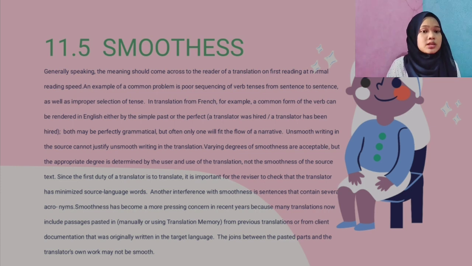Varying degrees of smoothness are acceptable, but the appropriate degree is determined by the user and use of the translation, not the smoothness of the source text. Since the first duty of a translator is to translate, it is important for the reviser to check that the translator has minimized source language words. Another interference with smoothness is sentences that contain several acronyms.